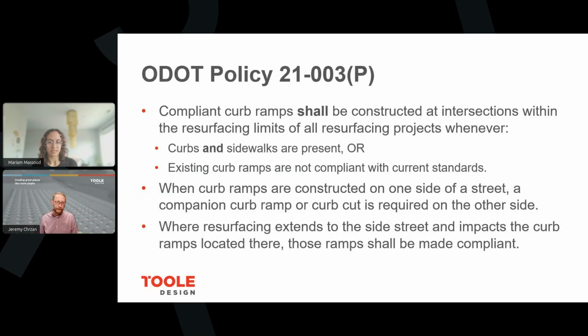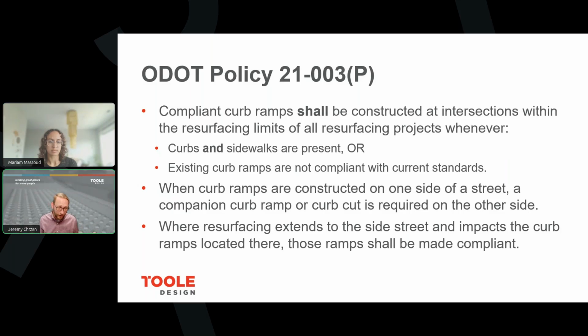Okay. Well, jumping into scoping requirements. ODOT does have a policy on this, 21-003P, which says that compliant curb ramps shall be constructed at intersections located within the limits of resurfacing for all your resurfacing projects. And that's regardless of whether it's an urban or rural location. And that occurs whenever we have curbs or sidewalks that are present.